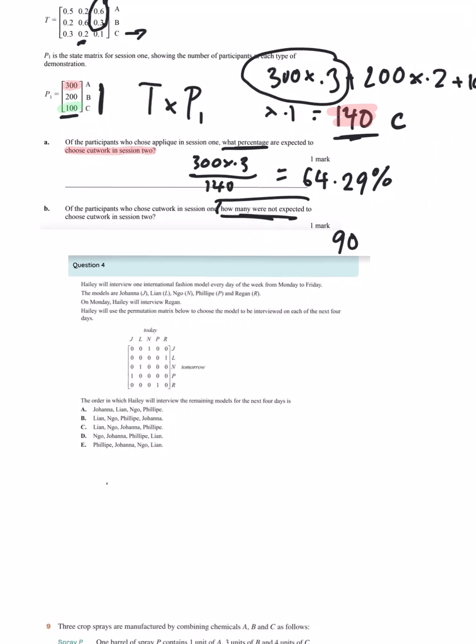Okay, so Hayley will interview one international fashion model every day of the week from Monday to Friday. Okay, so on Monday, Hayley's going to interview Regan. And then we're going to use the permutation matrix to choose the model to be interviewed each of the next 4 days. Okay, the order in which Hayley will interview the remaining 4 models for the next 4 days. Okay, so if on day 1, Hayley chose Regan, what you do then is you go Regan today. Who's going to be the next one?